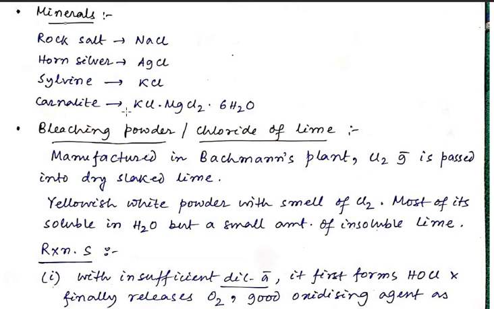Another one is horn silver. Horn silver is a mineral, and that is actually AgCl, silver chloride. Another mineral is sylvine. Sylvine is KCl, and another one is carnallite, which is KCl.MgCl2.6H2O. So these are very famous, well known minerals consisting of the halogens.